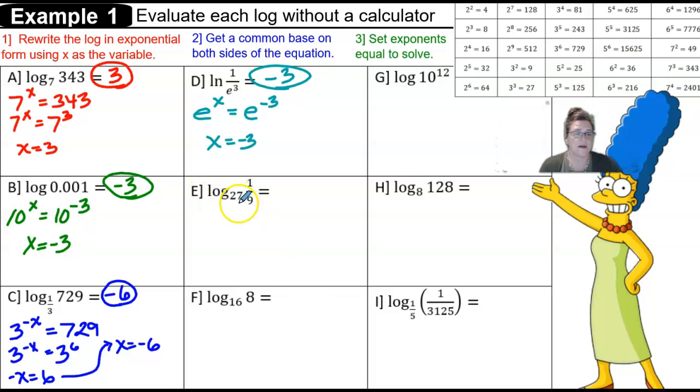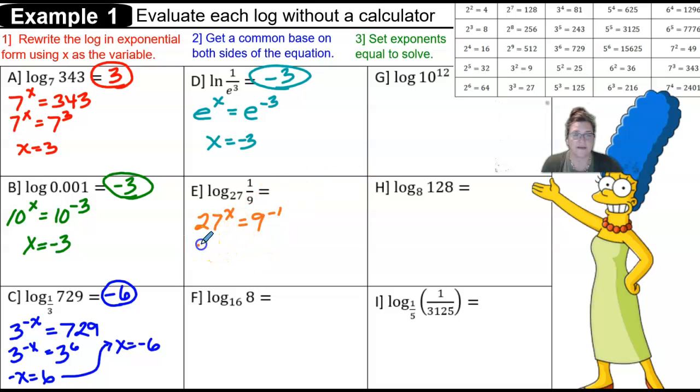Okay, our next one, log base 27 of 1/9. So we want to take 27 to the x power and make that equal 1/9, which would be 9 to the negative 1. And in step 2, I want to get a common base on both sides of the equation. When I look over at my table of values, 3 squared is 9, 3 cubed is 27. So I can rewrite both of these expressions with a base of 3.